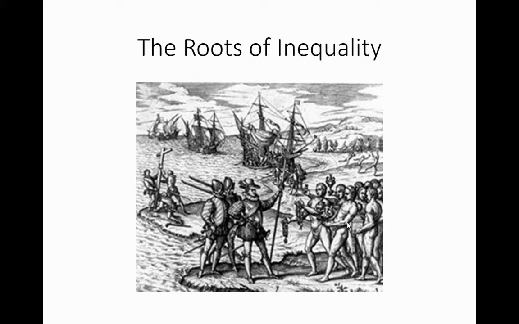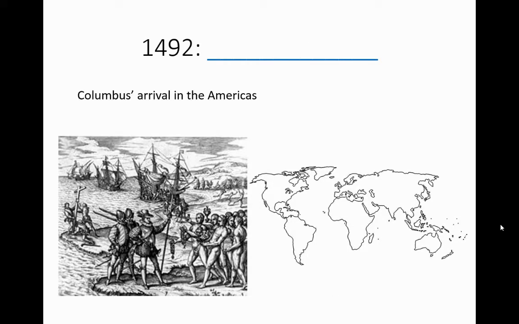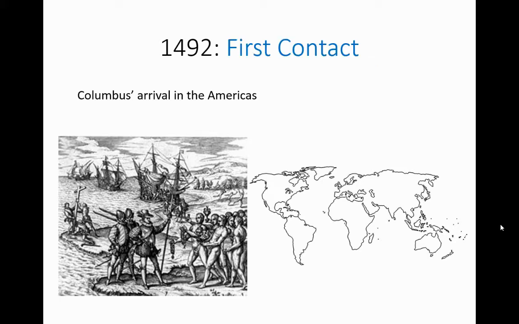And here we're going to look at the roots of that inequality, right? We're going to try to find out why is it that Europeans, when they arrived in the Americas, why is it that they were able to conquer the indigenous people of the Americas and not the other way around? Okay, so this starts in 1492 when there is first contact.